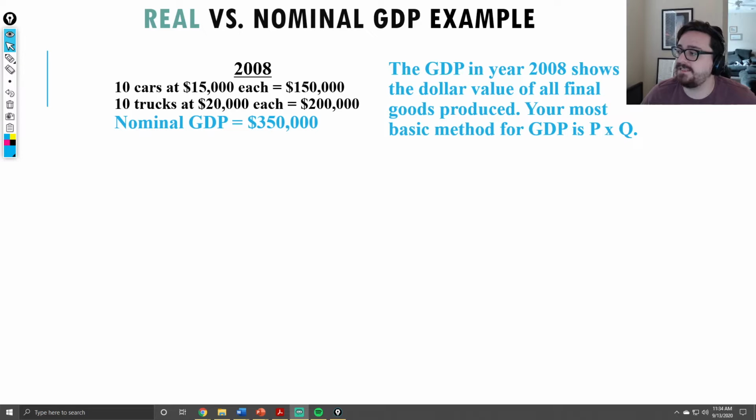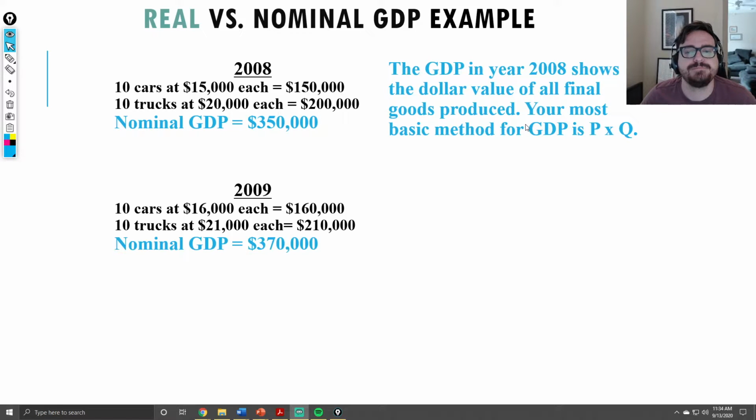Okay, your most basic method for GDP, and frankly I should highlight this, but your most basic GDP formula is price times quantity. It's the total dollar value of all final goods produced. Okay, well these are all the final goods produced. What's the total dollar value of all of them being produced? Price times quantity, add it all up. So it's P times Q, but be aware you do 10 times 15,000, 10 times 20,000, and then you add them all up. Cool? That's your most basic GDP method. That's to find nominal GDP. It's just do price times quantity.